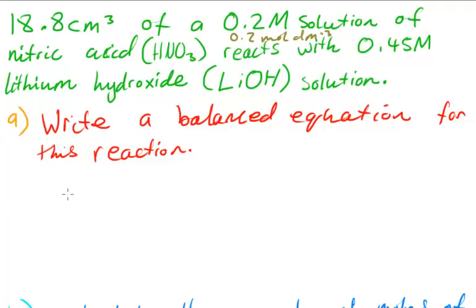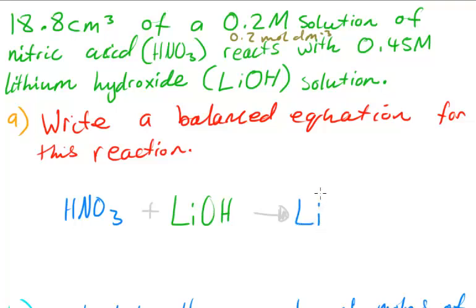So HNO3 reacts with lithium hydroxide to produce, and obviously what would be produced when an acid and base react is a salt and water. So the salt produced in this situation would be lithium nitrate. So Li, actually I'll draw the Li in green, LiNO3.